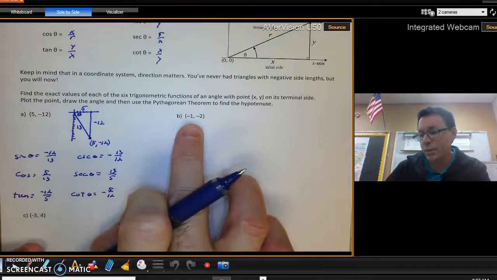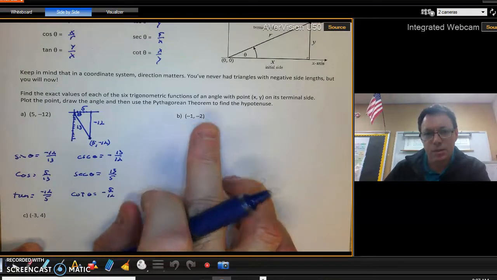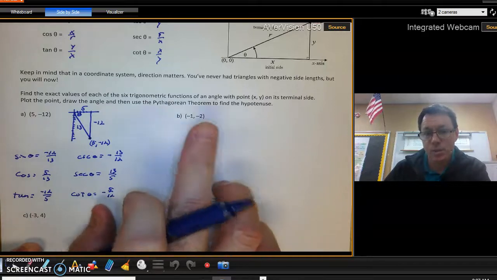Okay, so given a point in space, negative 1, negative 2, think about that. I'm going left and I'm going down. So this is in quadrant 3.